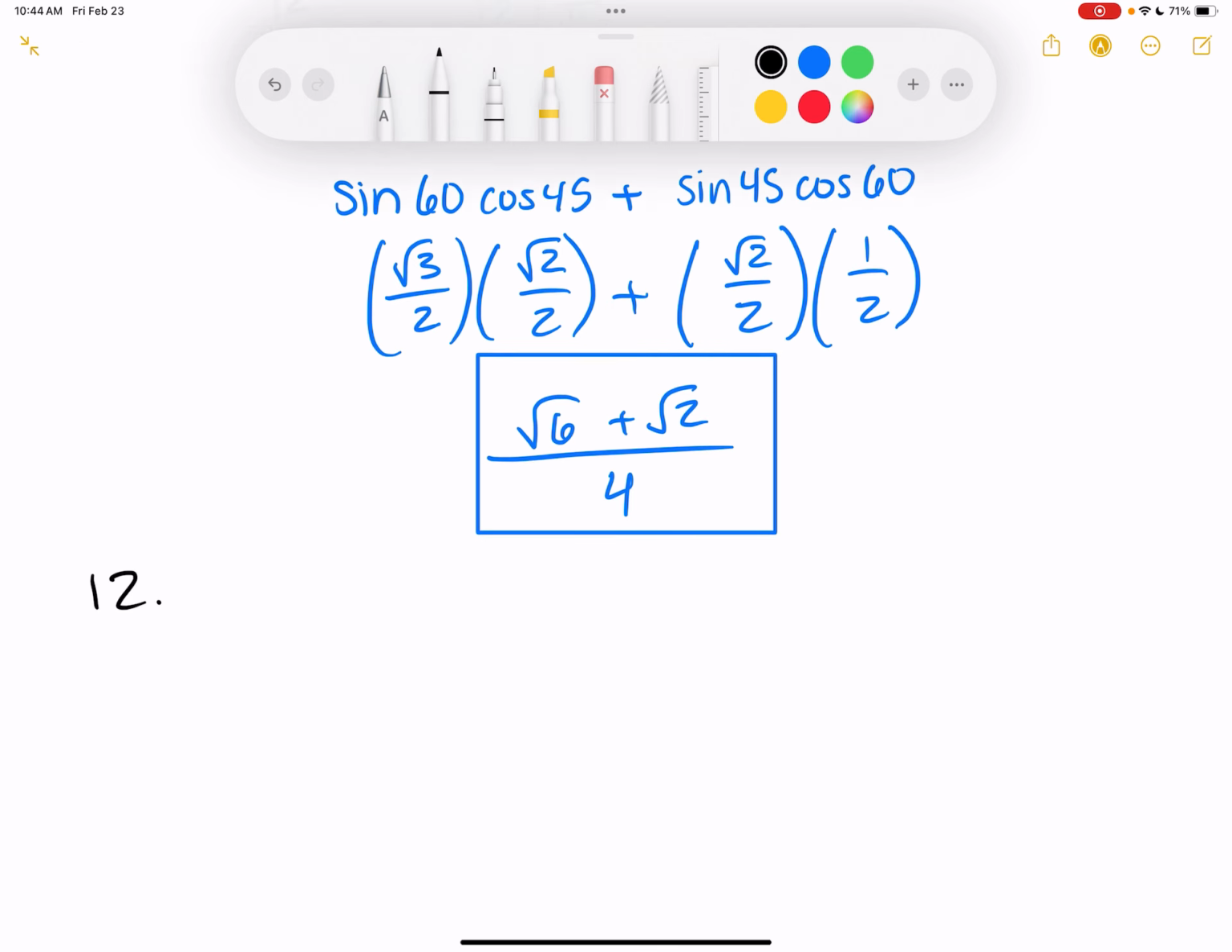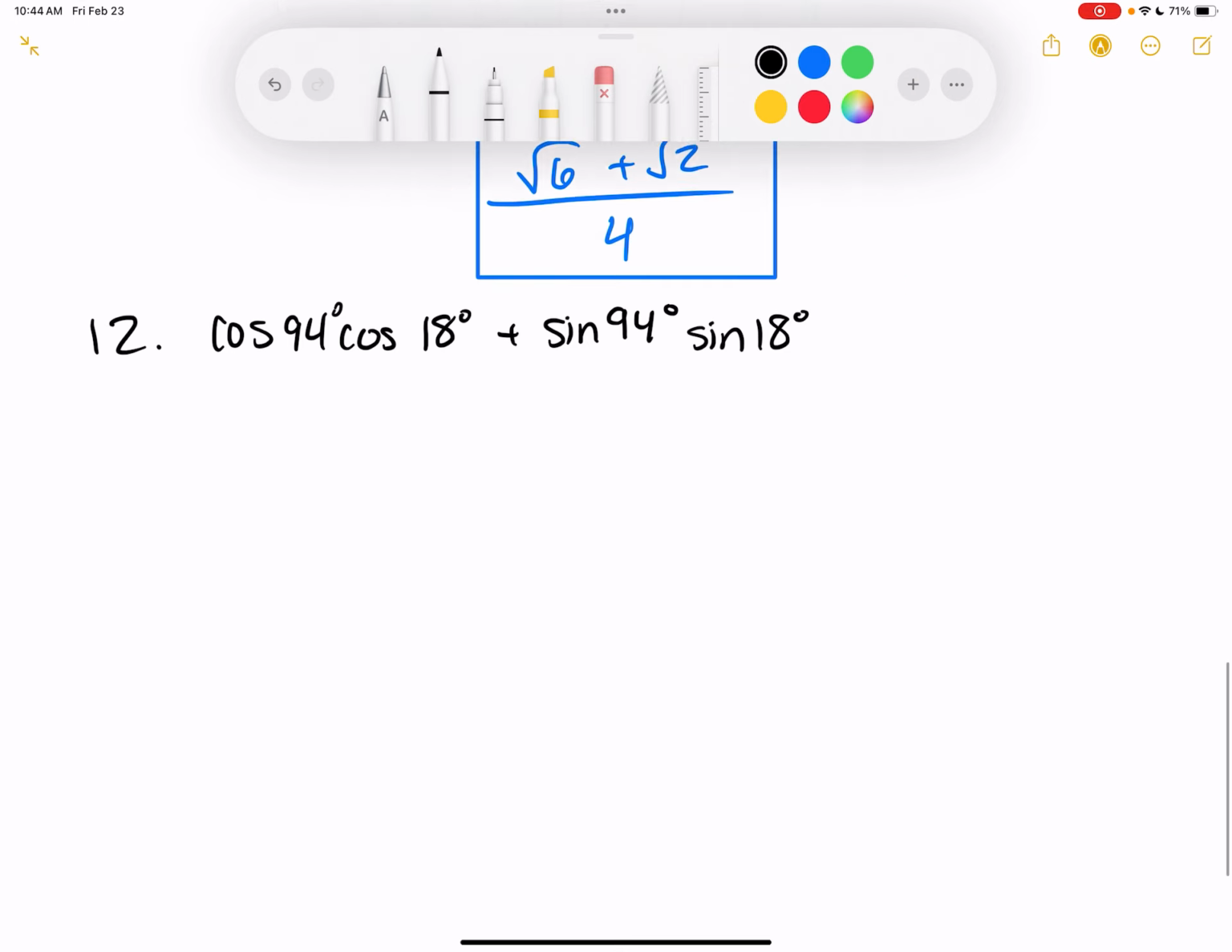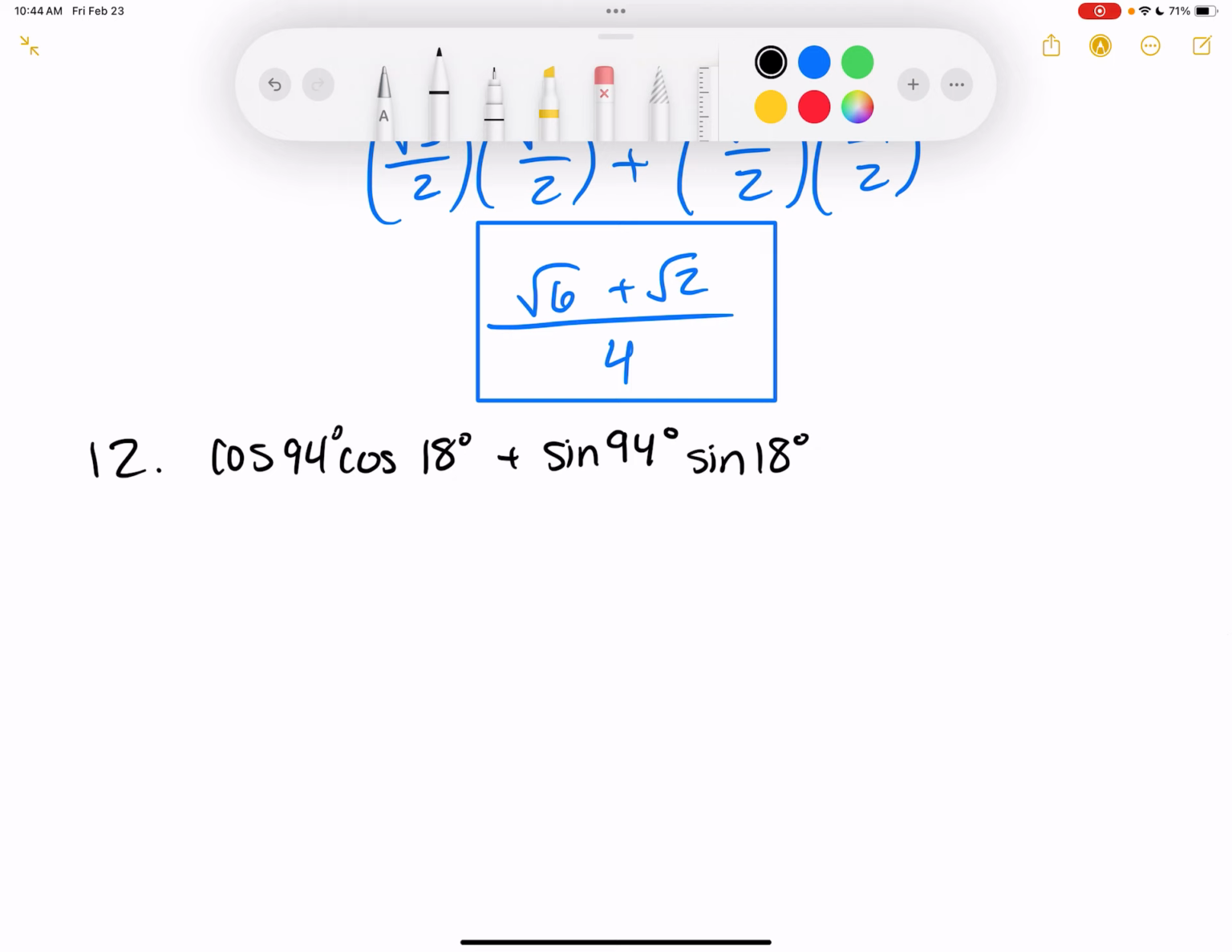So cosine 94, cosine 18, I guess I should say degrees, plus sine 94, sine 18. And I want you to write the expression as sine, cosine, or tangent of an angle. Now notice these aren't known angles, so we wouldn't actually be able to do this by hand. We would have to use a calculator if we were to continue the process downward, but we're doing reverse. So which single function would this be?